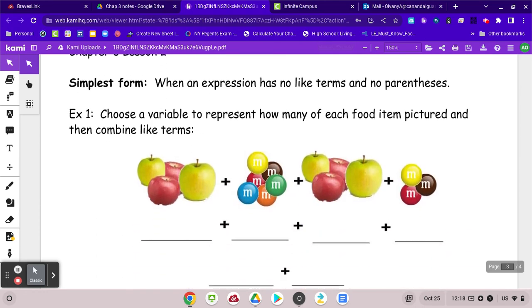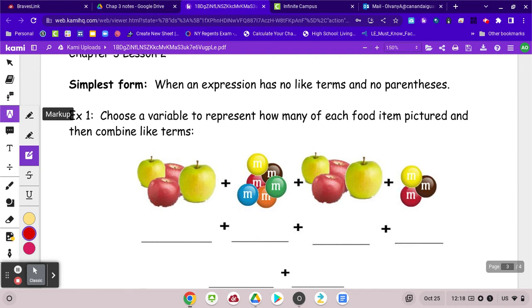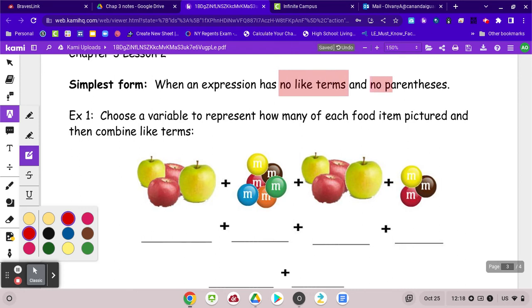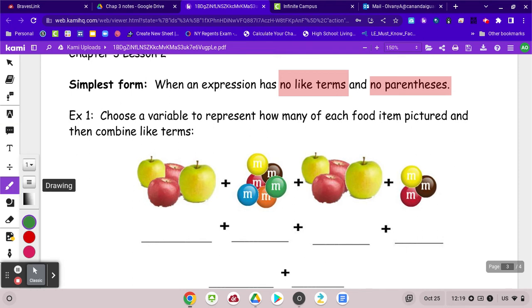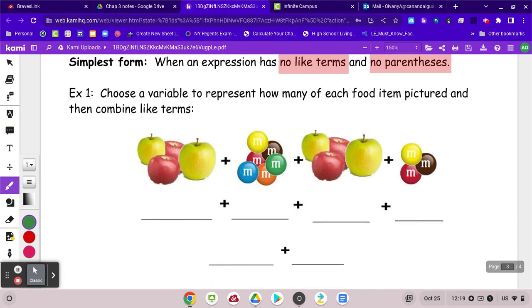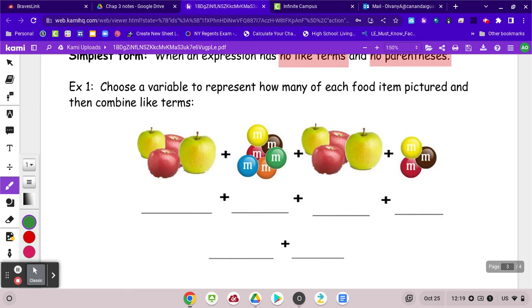Continuing on to the next page, I want to highlight to you that simplest form means that an expression has no like terms and it has no parentheses. So once we've eliminated our like terms by adding them together, and we've eliminated our parentheses by distributing, then we have simplest form. So for example, we're going to start with some pictures.